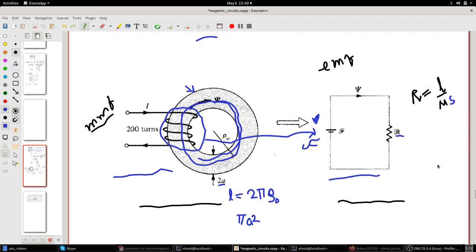Once I know my reluctance, Ohm's law tells me that the MMF divided by psi is equal to reluctance, right? What will be unknown here is, I need to know how many. Sometimes, if I want to generate these particular parameters, then I need to know what my I will be, right?